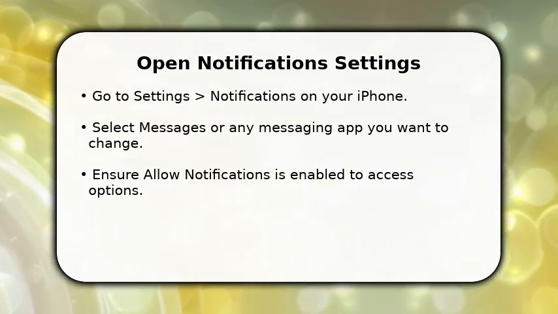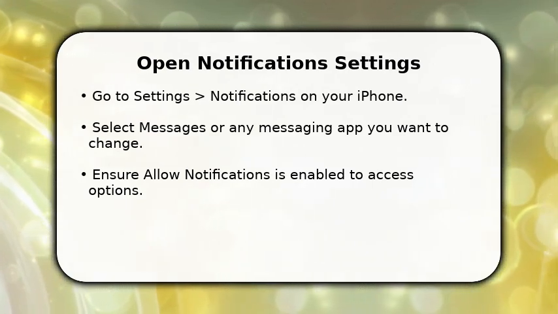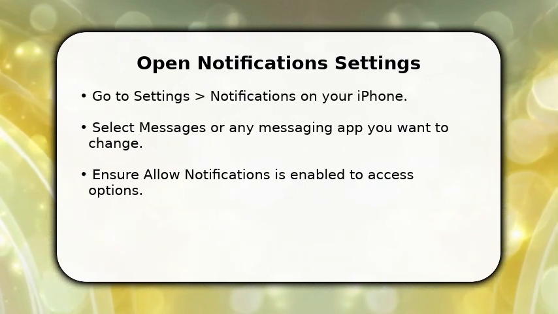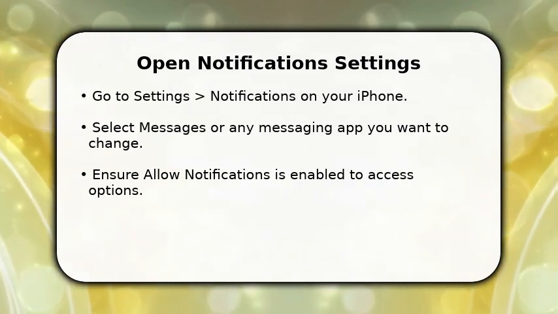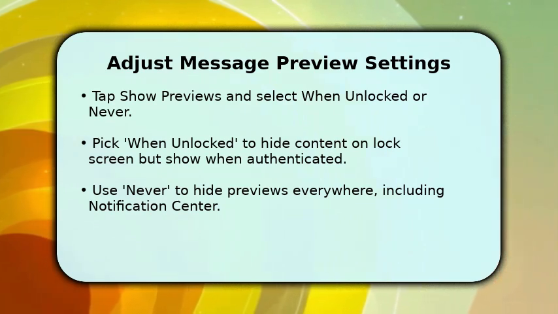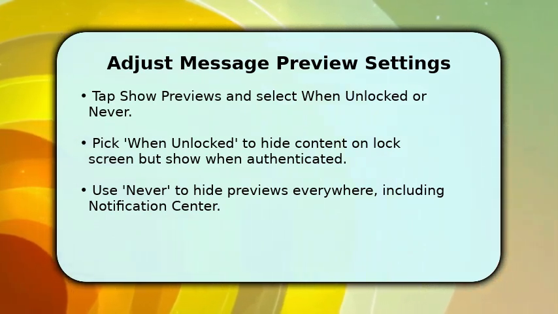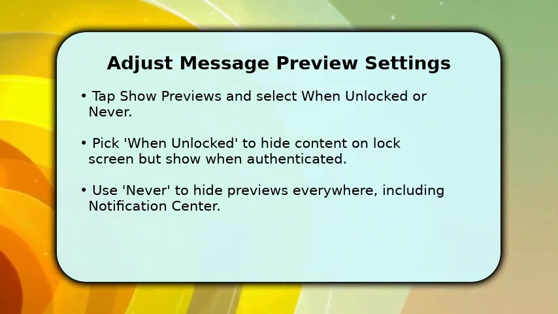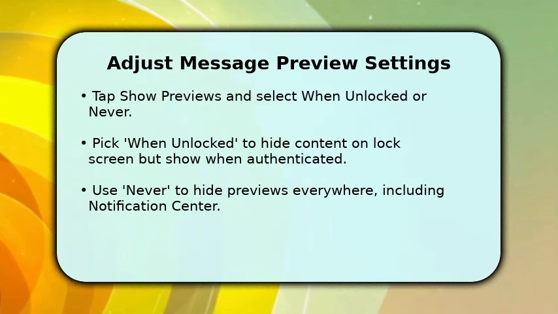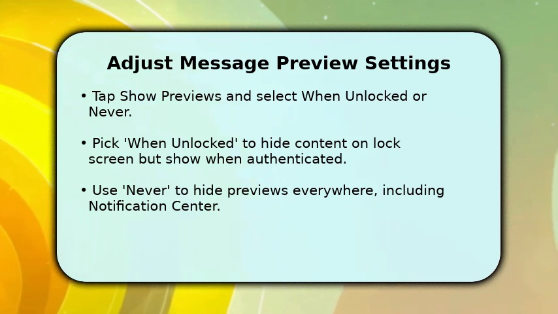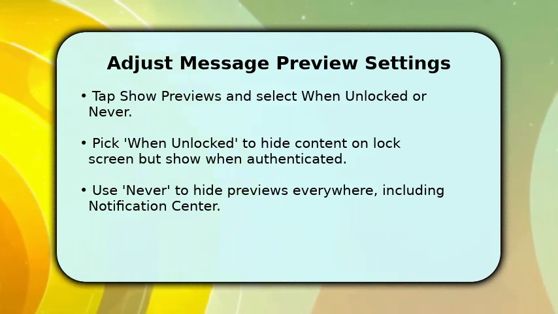Do this first because hiding content depends on preview controls, and changing previews without notifications enabled won't affect what appears on the lock screen. Next, tap Show Previews and choose the level of privacy you want. If you pick When Unlocked, message content stays hidden on the lock screen but becomes visible after Face ID, Touch ID, or passcode. Useful for quick identification without exposing content to passersby.